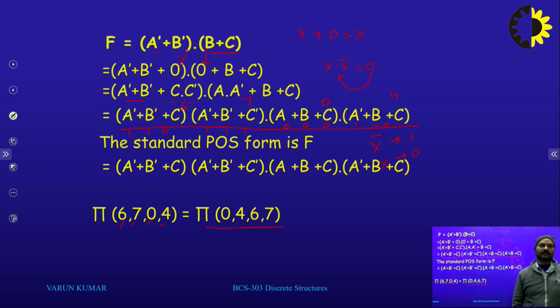If we want to convert directly POS into SOP, we write here the summation of all terms between 0 to 7. So we convert that. 0 comes here, 1 comes, 2 is not there, 3 is not there, 4 is here, so 5 and 6 and 7. So there are 4 terms in the summation.